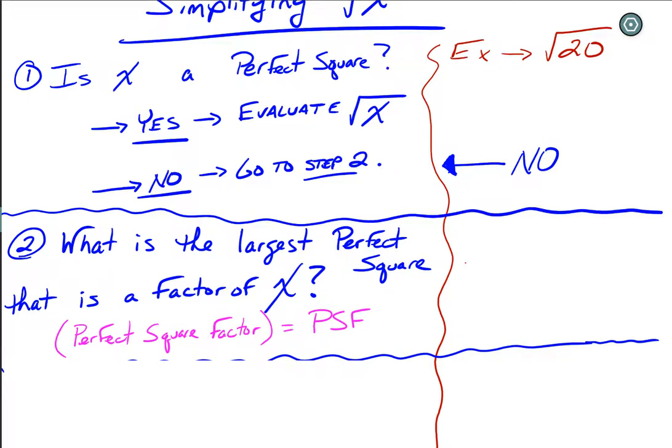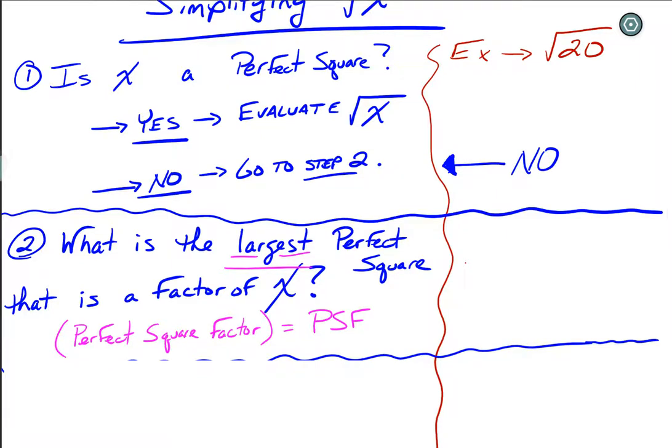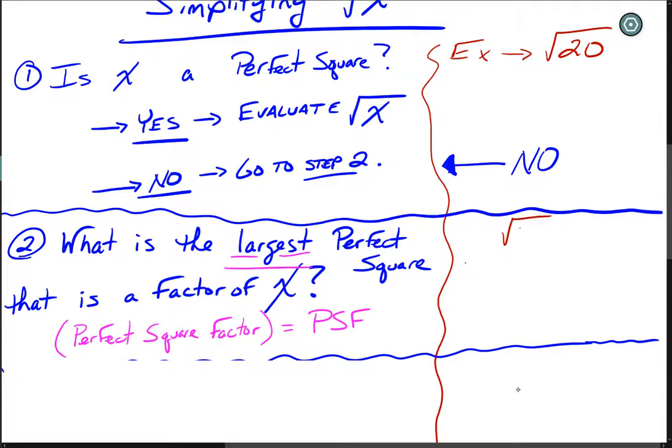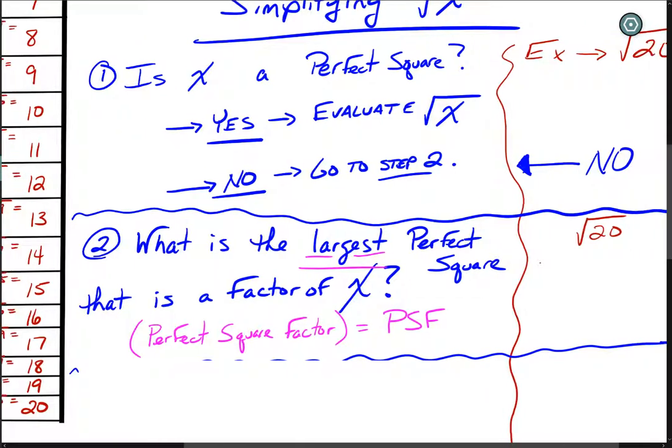So all you have to do is think of the factors of it and say, now what's a key word here? What is the largest perfect square? We're talking about the square root of 20. And we're going to call that our perfect square factor, PSF. How about that? Is that okay? So we don't have to write down a bunch of words?